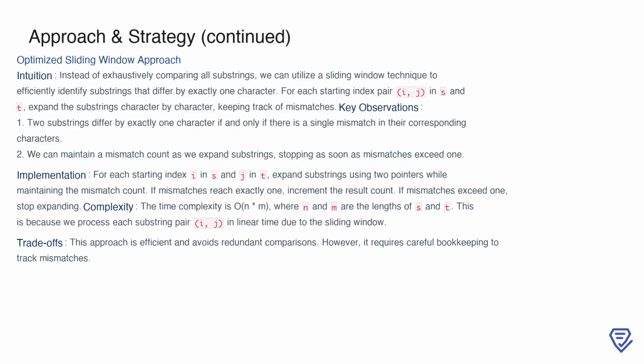The implementation involves iterating through all valid starting indices of S and T, expanding substrings, and incrementing the result count whenever we encounter exactly one mismatch. This approach achieves a time complexity of O(n * m), since we process each starting pair linearly. It avoids redundant comparisons while ensuring efficiency, though it does require careful management of the mismatch count.